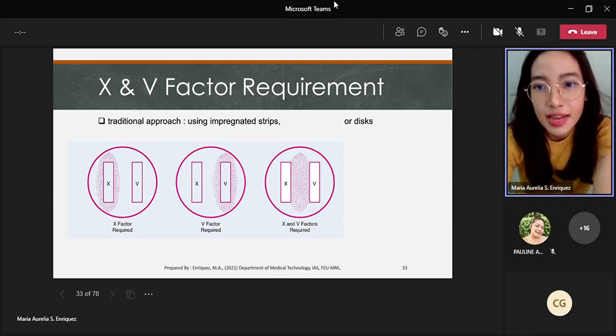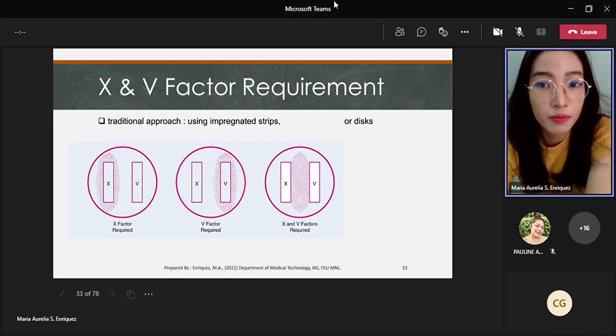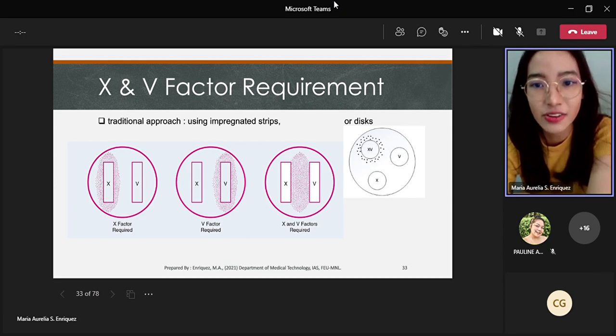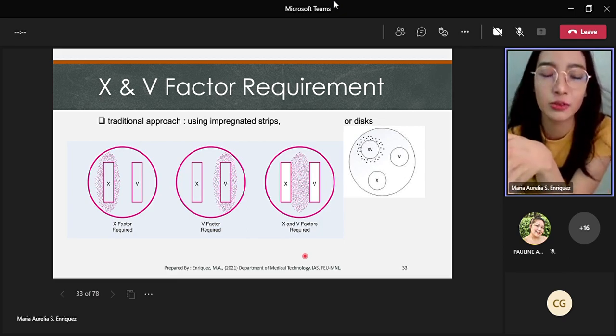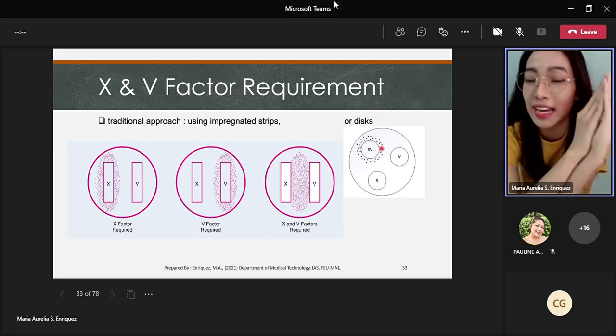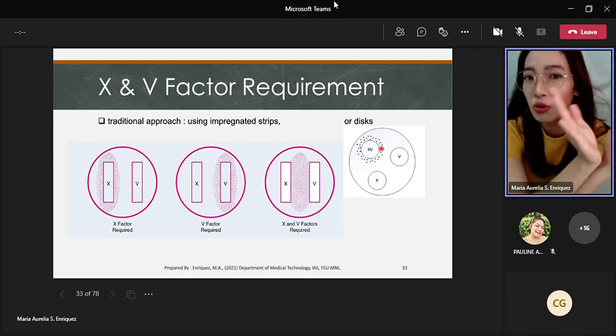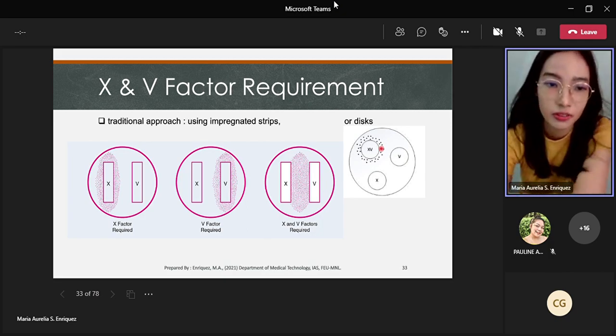Alright? Now, aside from the paper strips, we may also use discs. So ayan po. In this example, a separate disc is already available for both the X and V factor. So hindi na natin kailangan tignan yung middle portion ng bawat disc tulad itong X factor, V factor. Dito po, meron ng hiwalay na disc na kinocontain niya both yung X and V factor. So kung dun nag-grow yung bacteria, then most likely, kailangan niya both factors.